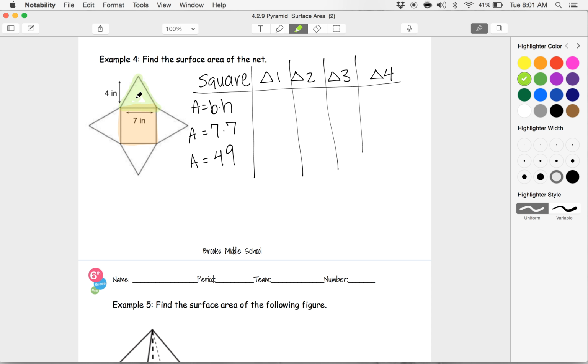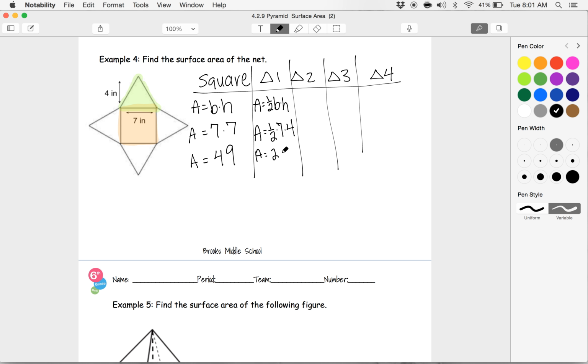Okay. Now we're going to do one of these triangles. Area equals 1/2 base times height. Area equals 1/2. My base is 7. My height is 4. I can do half of 4. That gives me 2 times 7. My area is 14. And it's going to be 14 for all of them.